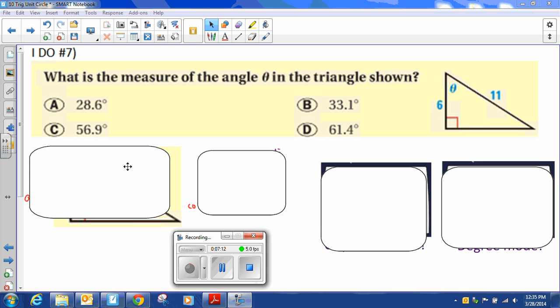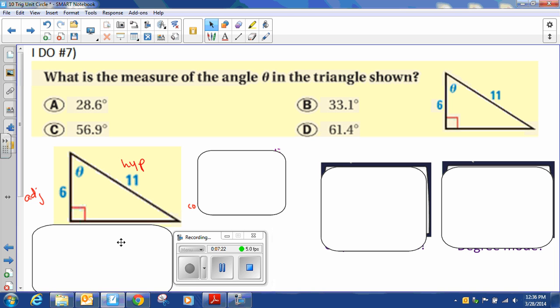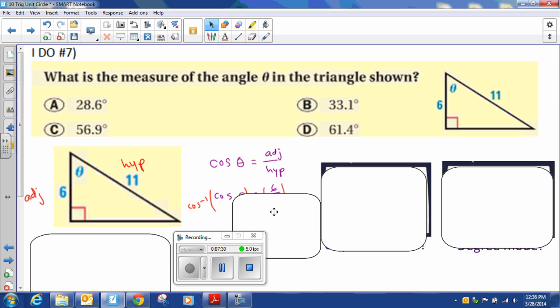Number 7, what is the measure of the angle in the triangle below? Here they give us the 2 sides and the angle of perspective. We must recognize that this is the adjacent, and this is the hypotenuse according to the angle of perspective. So we're going to use cosine. We must find the value of theta, so we have to take the inverse cosine of both sides.